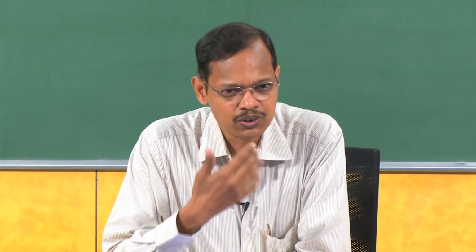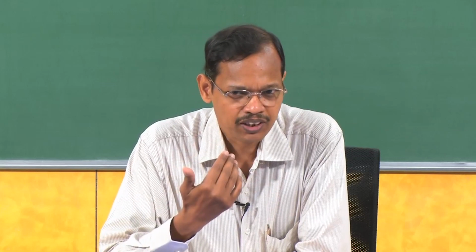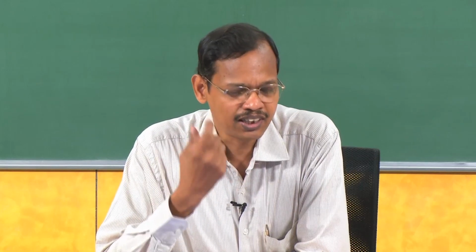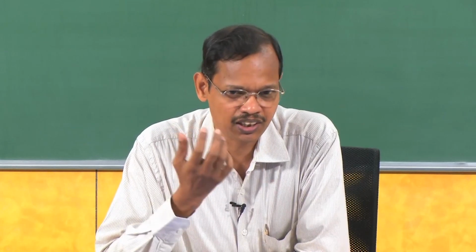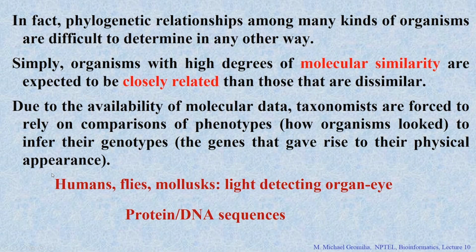Then they try to do this, but when it happens to the various systems, for example, if they take the light detecting organ, the eye, to see the common behavior of these different organisms, then sometimes it fails, because we can see the eye in humans, flies, mollusks and so on. So, then they try to use different types of information to infer the sequences which are similar to each other, the organisms which are similar to each other.